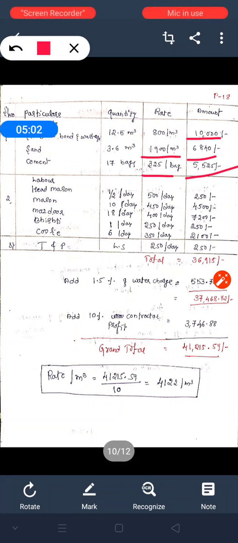Next we move on to the labor. As we discussed in the labor output task, we have different types of labor.